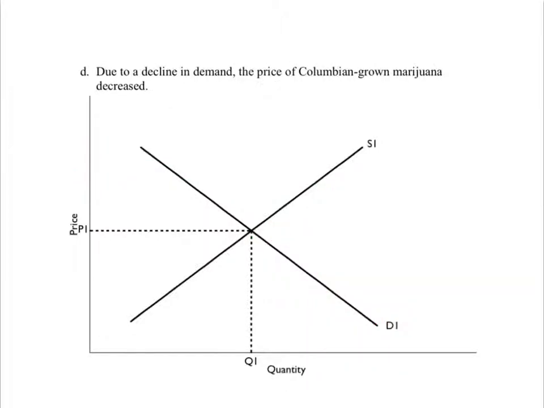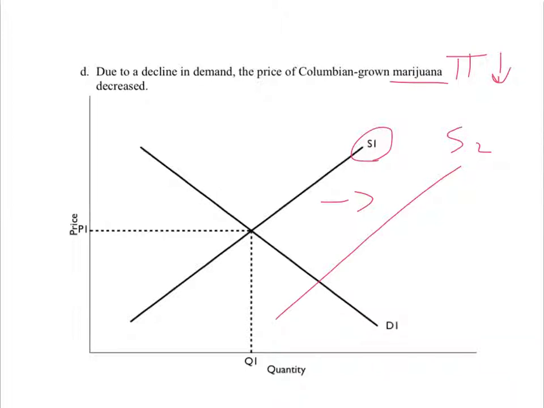This is an interesting situation. Due to a decline in demand, the price of Colombian-grown marijuana decreased. How does this affect the market for coffee? Well, remember, a large part of our coffee comes from Colombia. Now that the price of Colombian-grown marijuana has decreased, the profitability of marijuana, we typically use the symbol pi for profit, will fall. And so Colombian farmers will replace their marijuana crops, the land that they would normally use for marijuana, with coffee and grow more coffee.